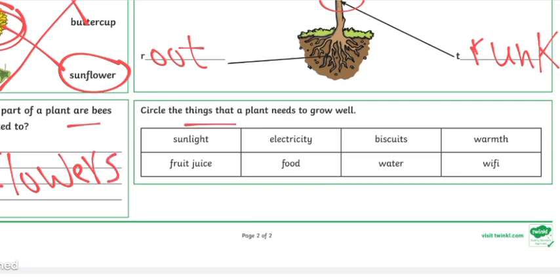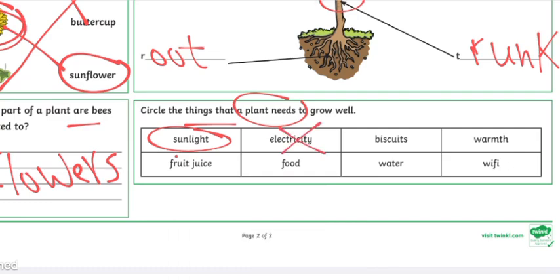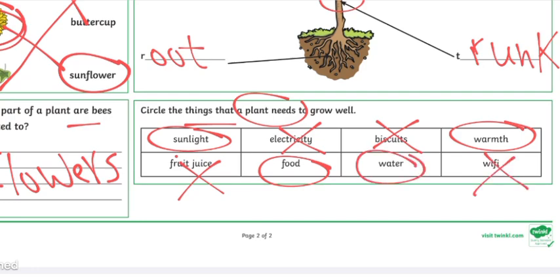And of course the plant needs some things to grow. So do you think they need sunlight? Yes or no? Yes. So I will put a circle because he said circle the things. Do you think they need electricity? No. They need biscuits? No. They need to be warm? Yes. They need fruit juice? No. We are the ones who want fruit juice. They need food? Yes, like nutrients. It's not really food, it's called nutrients. They need water? Yes. They need Wi-Fi? No. So this is the end of the second test.